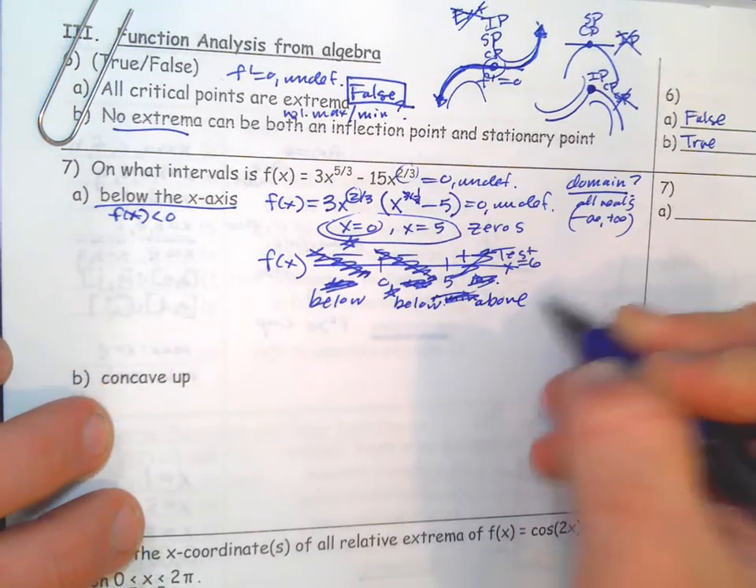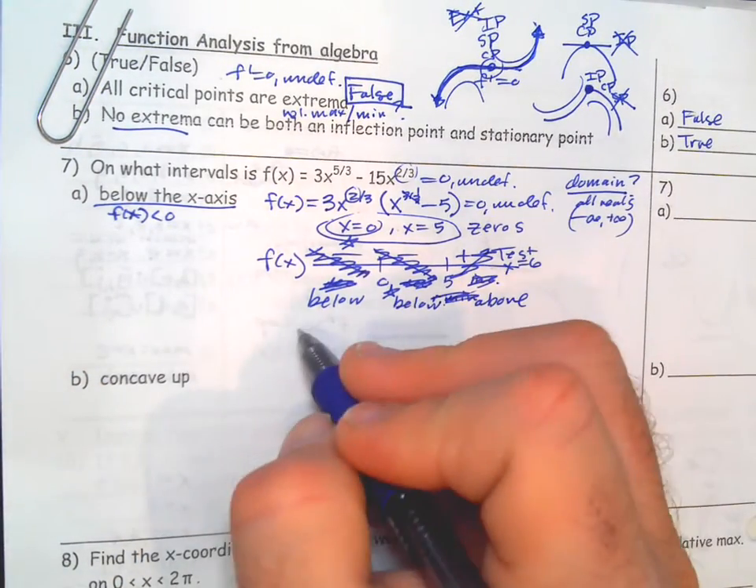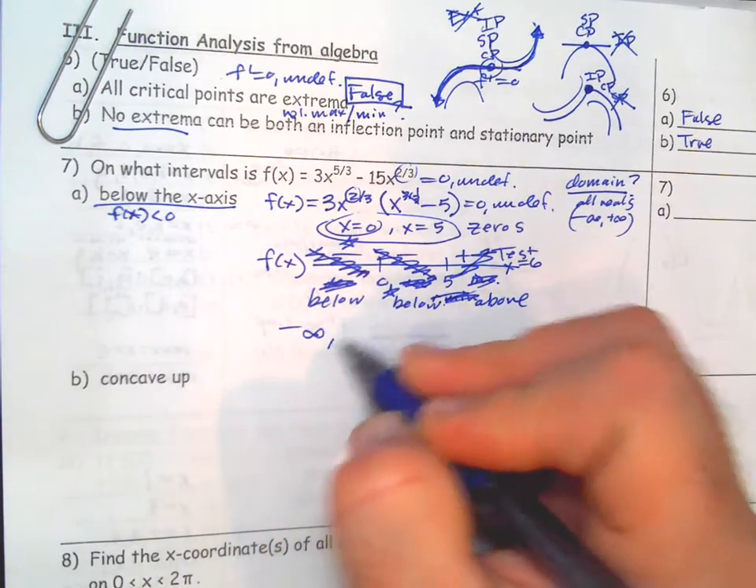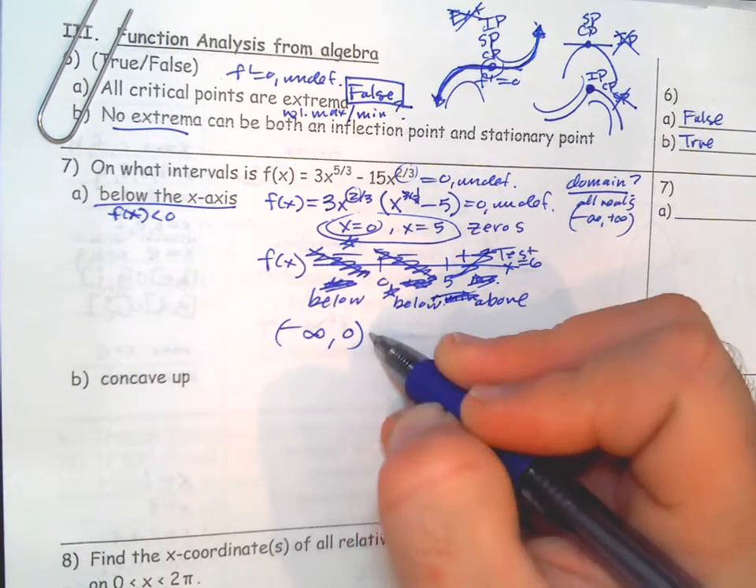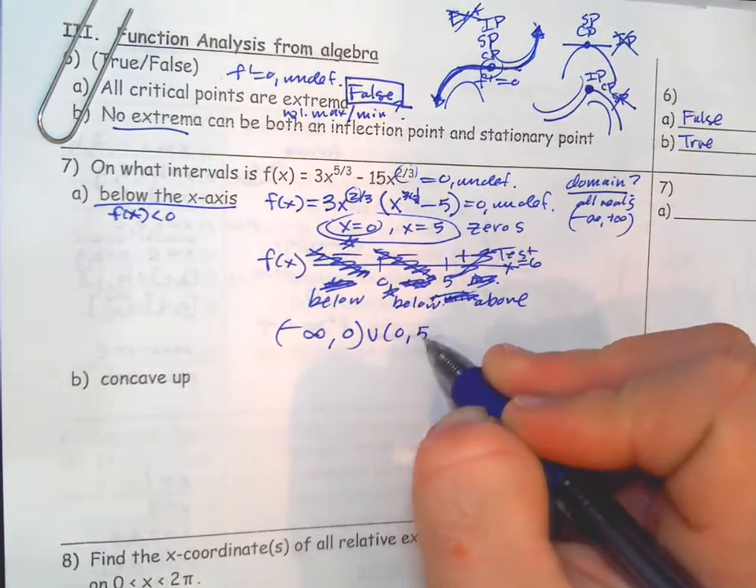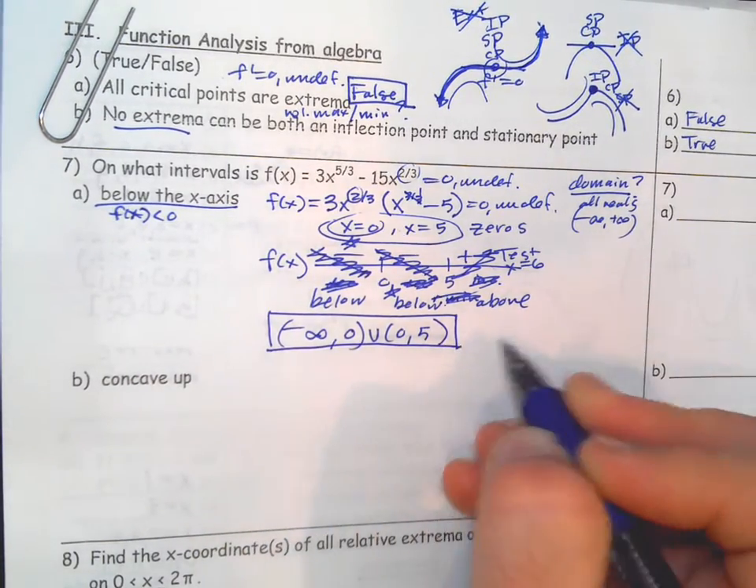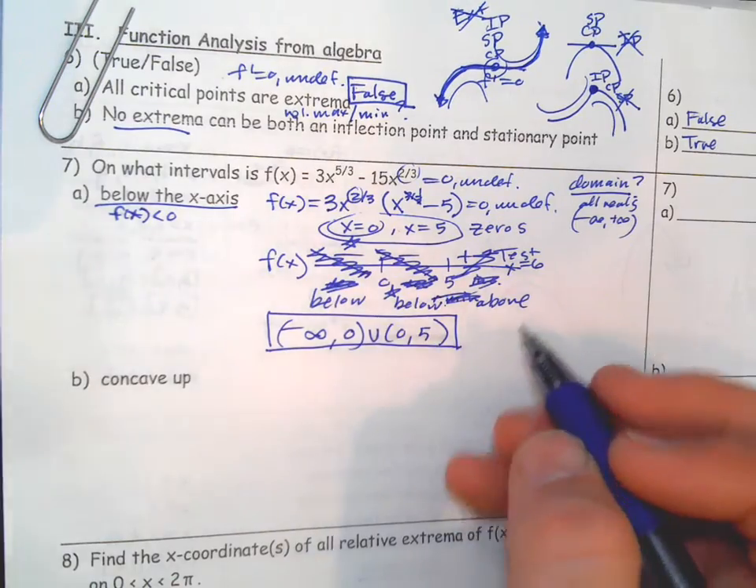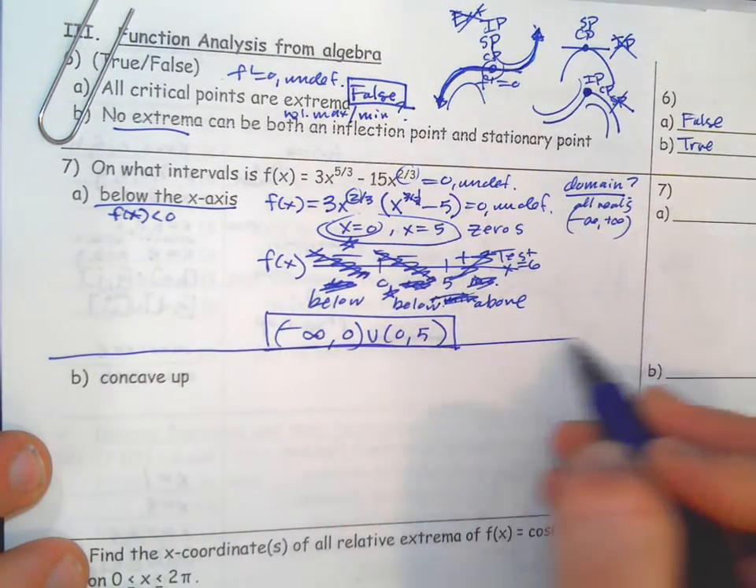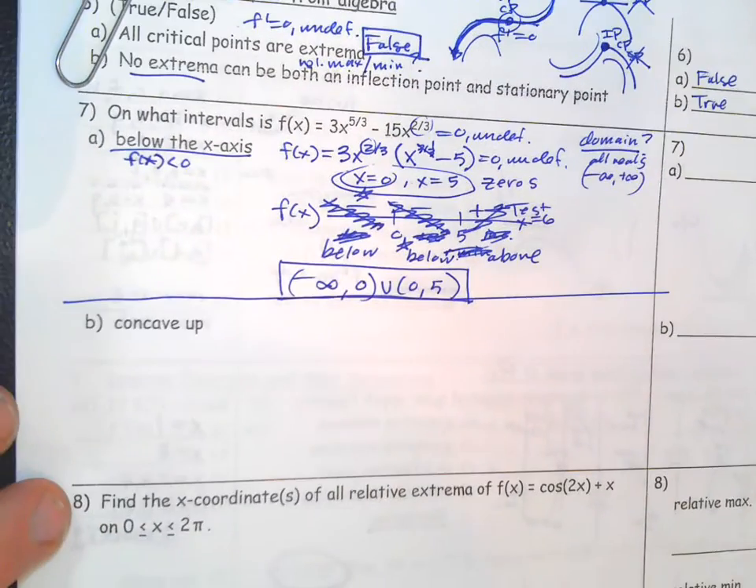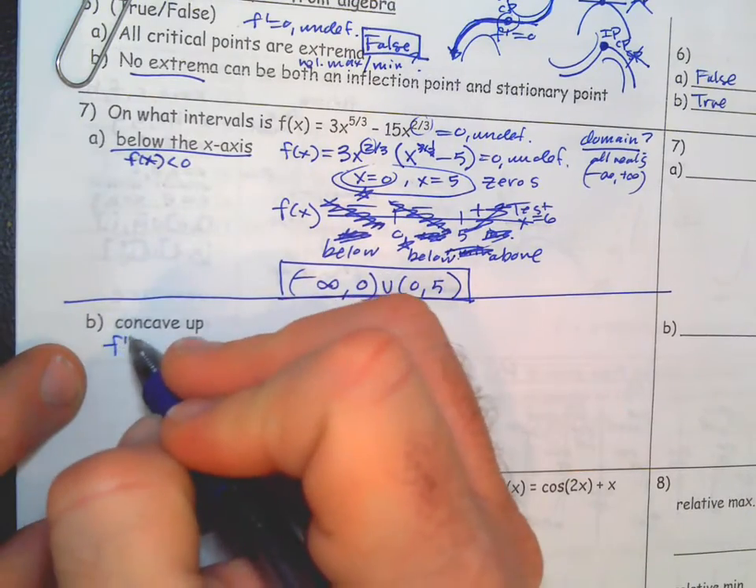So we want to know where it's below. So I would say negative infinity to 0, break it up, union 0 to 5. I would not include these endpoints because it's not below the x-axis, it's on the x-axis, those points. But usually we're going to go into derivatives and second derivatives. So concave up is where the second derivative is positive.